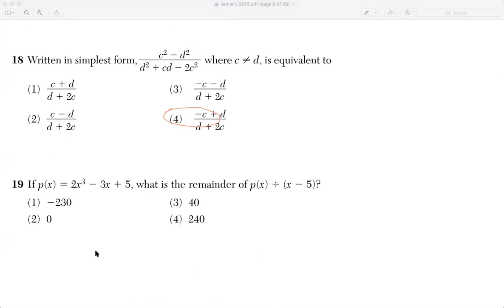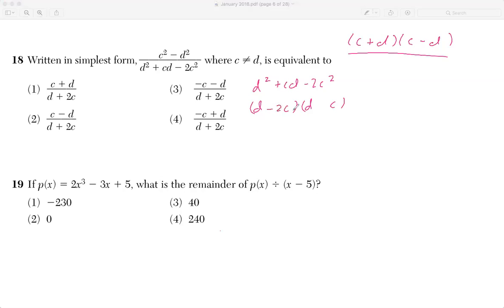We can do this. That looks like dots on the top. This one's a little tricky, I think, though. So let's do the top. The top is going to be C plus D, C minus D. The bottom, D squared plus CD minus 2C squared. There's your D squared. You need a minus 2C squared. So we need a C here, and we need a C here, but it's got to be minus 2. And we want plus CD.